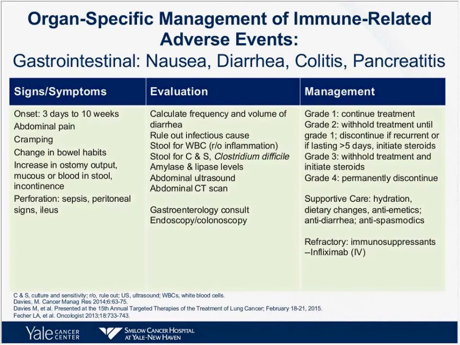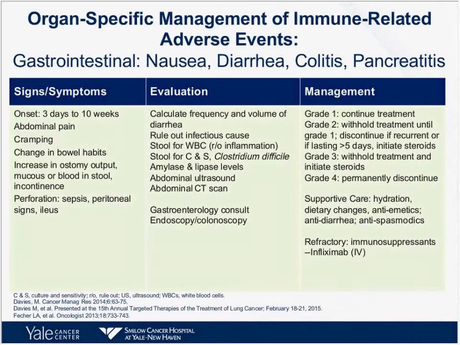You do want to rule out other causes, particularly infectious causes such as C. difficile, particularly in patients who may have been in the hospital recently or been on long-term antibiotics. It can be helpful initially to obtain a stool for white blood cells. That will help you rule out whether there's an infectious process going on. Also important to get a stool for C. diff level. Other GI toxicities that can occur are pancreatitis as well.